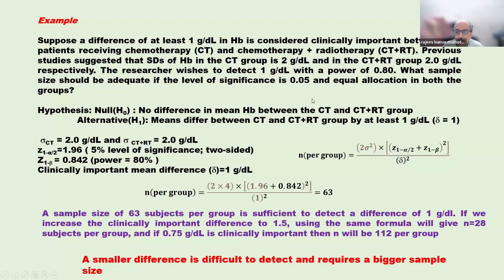So for comparing two groups, you can calculate sample size with this formula for equal standard deviation, or if you have unequal standard deviations, in that case you use the population standard deviation of one group plus the population standard deviation of the second group, divided by the clinically important difference. Rest of the things are the same.